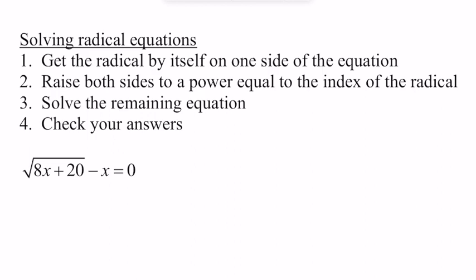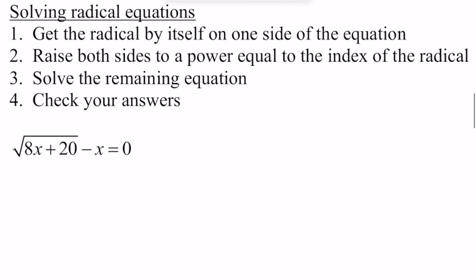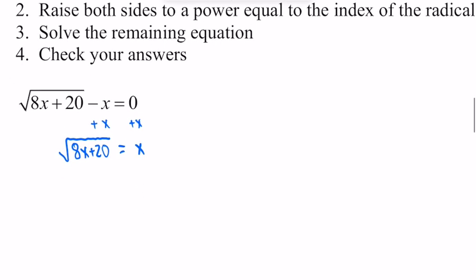So when we have this equation, the square root of 8x plus 20 minus x equals 0, we need to isolate the square root and get it by itself on one side of the equation before we try to get rid of the square root. Here we add x to both sides, and we're left with the square root of 8x plus 20 is equal to x. Now that we've got the root by itself, we can put parentheses around both sides and square both sides.